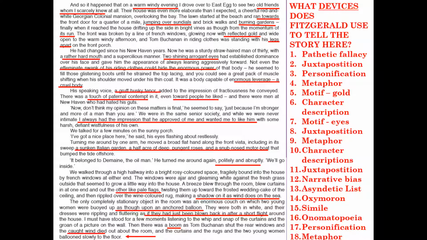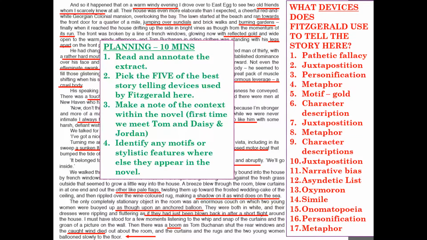So there's lots and lots of things that you could focus on here. You could just look at how Tom is described as a character. You could look at the bias of the narrator. It's completely up to you. Once you've had a look at these, you need to figure out what you think the 5 best storytelling devices are here. The ones that will get you the most marks are the ones that you can link to the novel as a whole, or the genre as a whole.